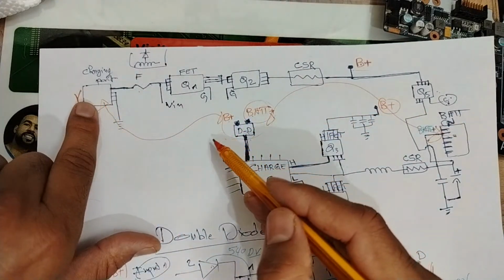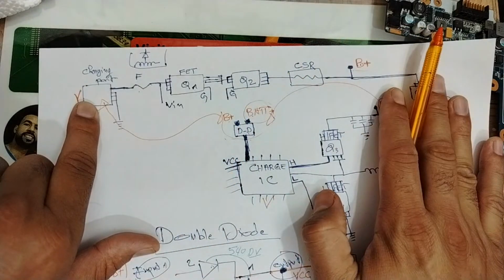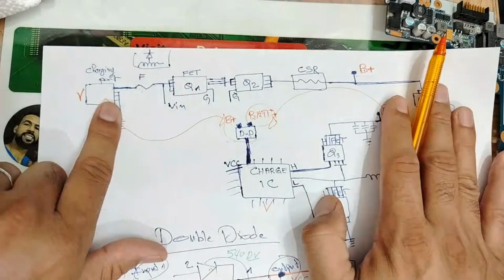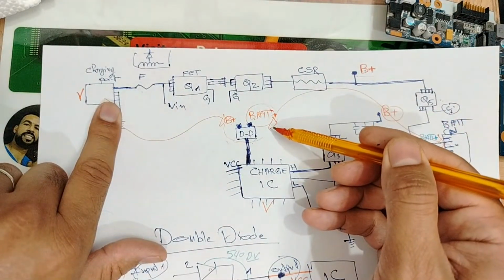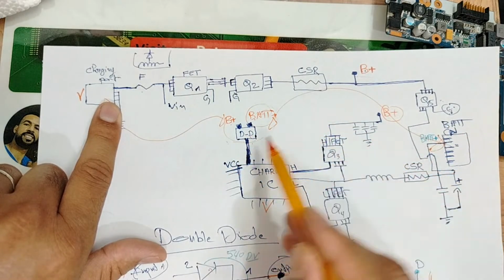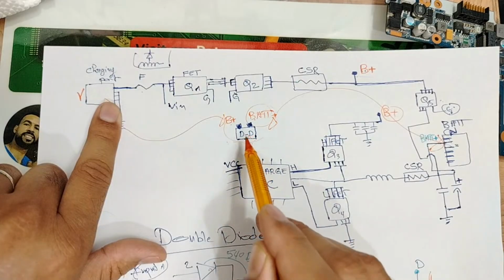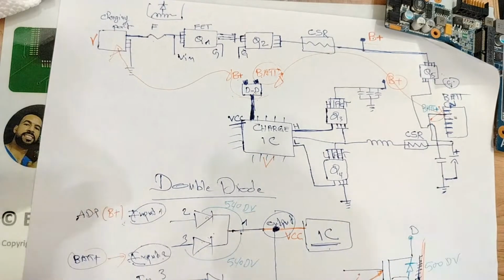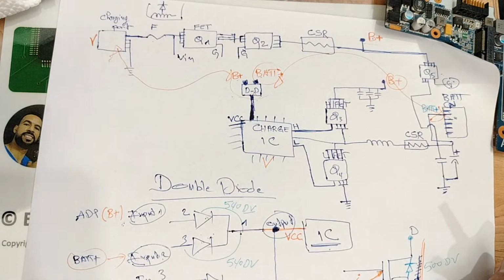When the adapter is connected, the battery is eliminated. When the adapter is disconnected, the battery takes over and sends the VCC to the charge IC. That's why we use the double diode, my friends. This is the symbol, and of course I will show you the component in the motherboard. So please, did you understand? Because we will move on to another thing.